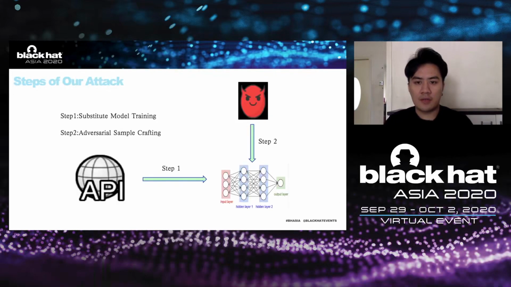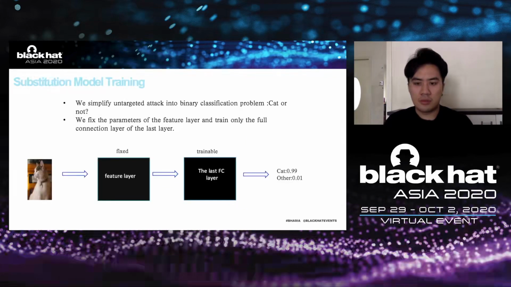Generally, our attack involves 2 steps. First, we use the result of the Cloud API to construct a small dataset and use it to train the substitution model. Second, we use the substitution model to generate an adversarial example with better transferability. Now, I will introduce the process of these steps in detail.